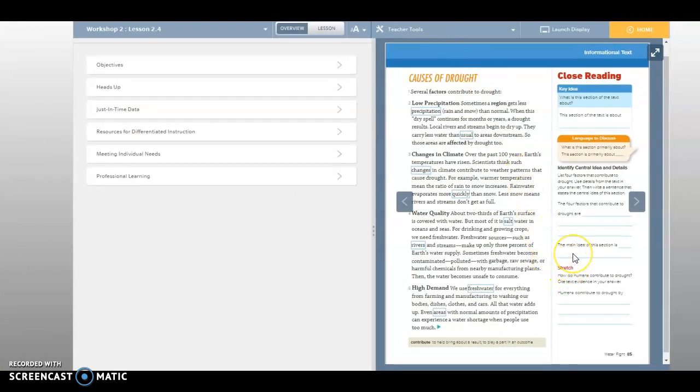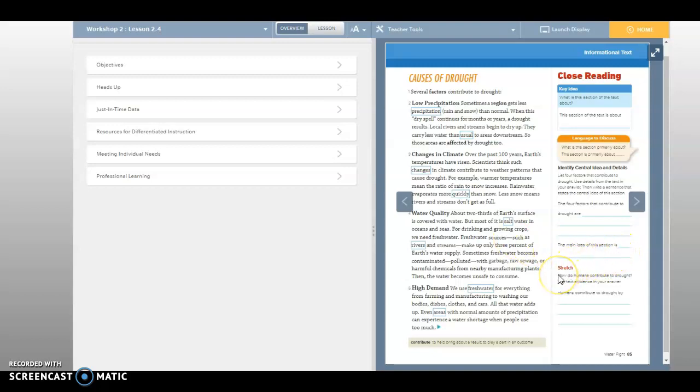All right, the main idea of this section is to what? What's the main idea of this section? To teach us what causes drought, right? Okay, so I would put something like that down.